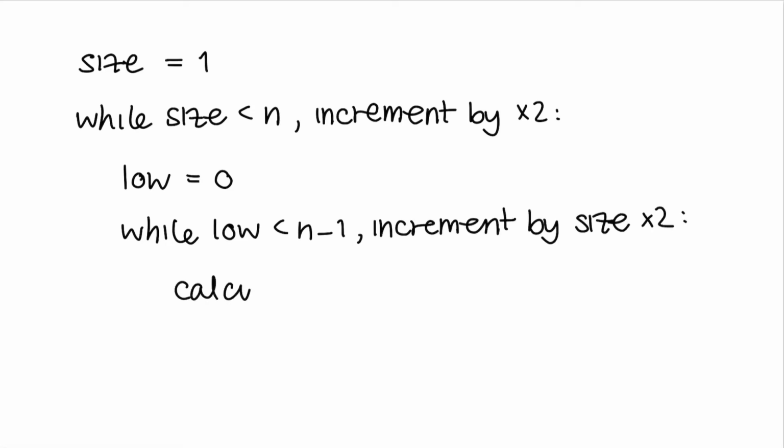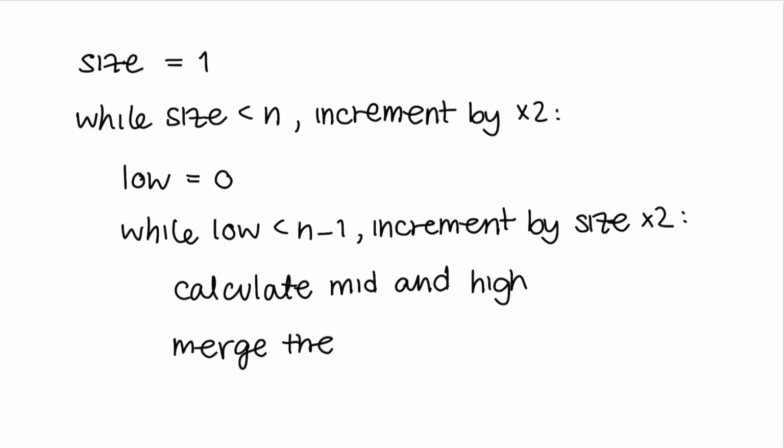Then inside this for loop, we're just going to calculate the mid and the high of this chunk, and then simply merge them like what we did for the recursive version. Now let's try coding this up.